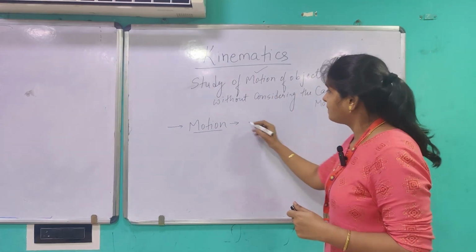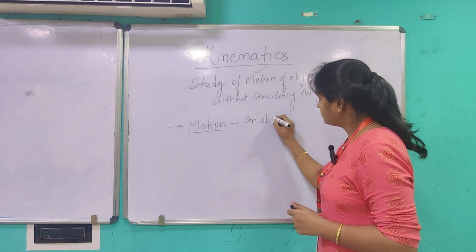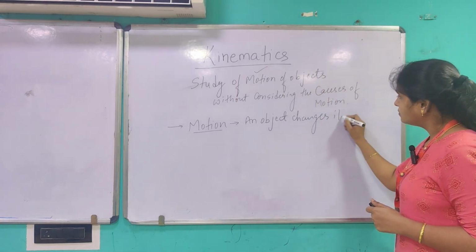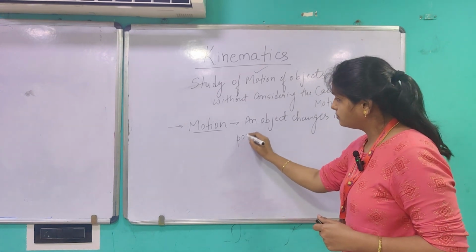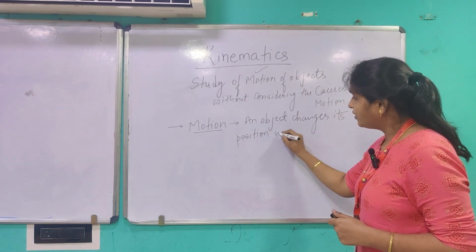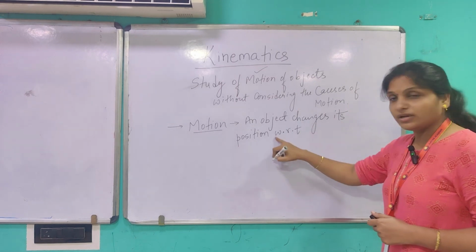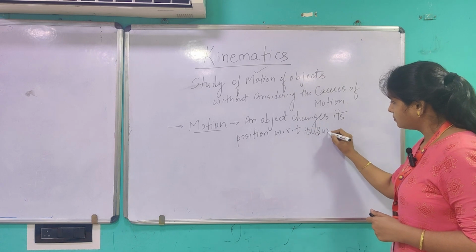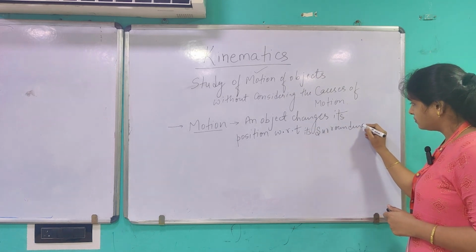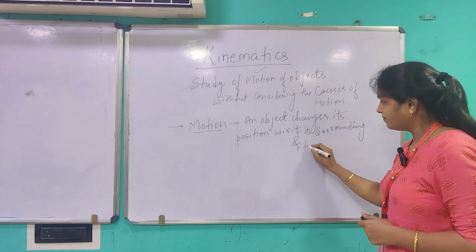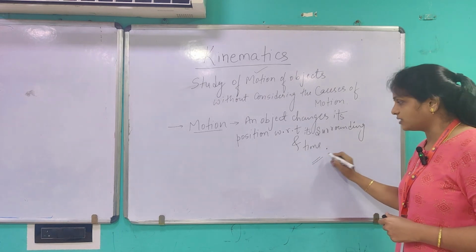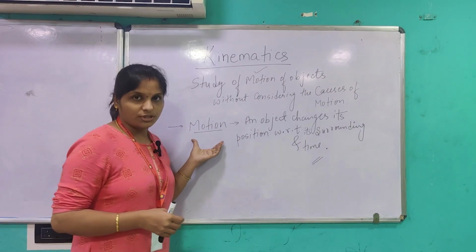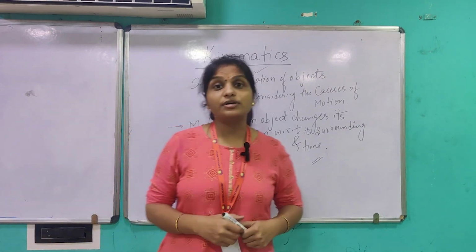So what is motion? An object changes its position with respect to its surrounding and time. Time and surrounding are a must. Okay, so like that we will study motions. Understood? Now I am going to tell you the types of motion.